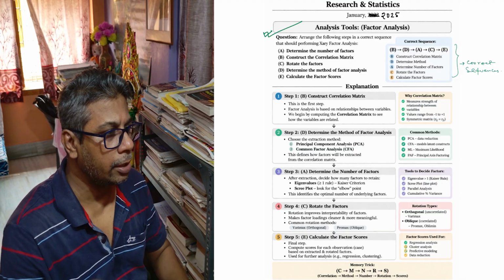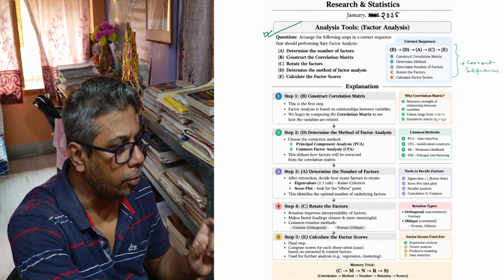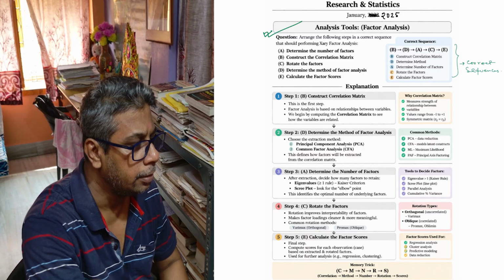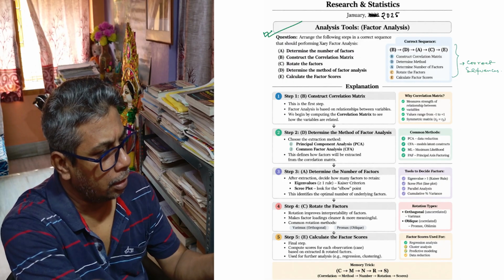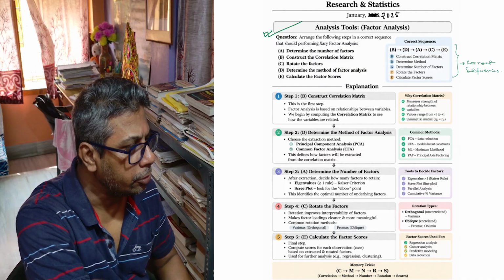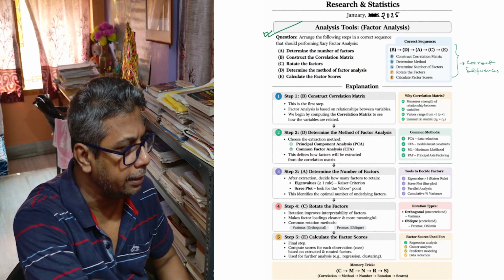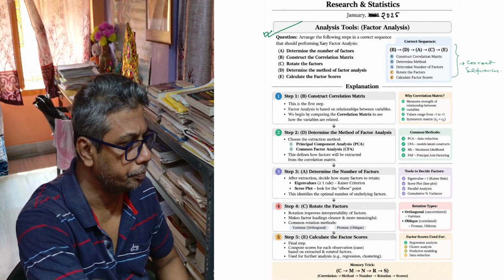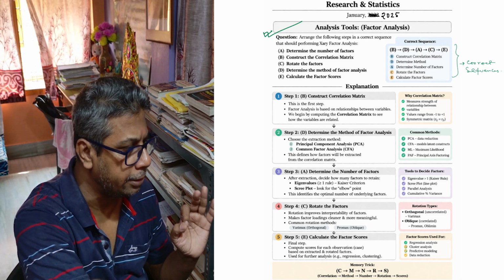This question is based on January 2025. The question is: arrange the following steps in the correct sequence that should be performed for factor analysis. They have given the steps: A, determine the number of factors; B, construct the correlation matrix; C, rotate the factor; D, determine the method of factor analysis; E, calculate the factor score. What is the sequence? The correct sequence starts with B, construct the correlation matrix.